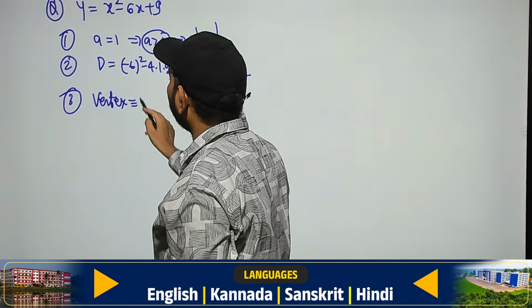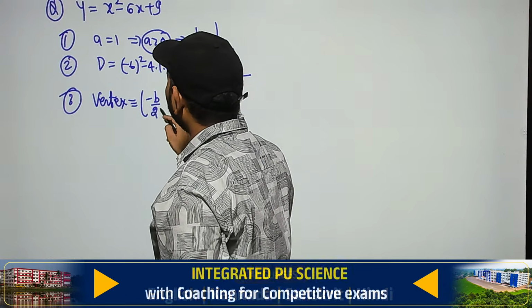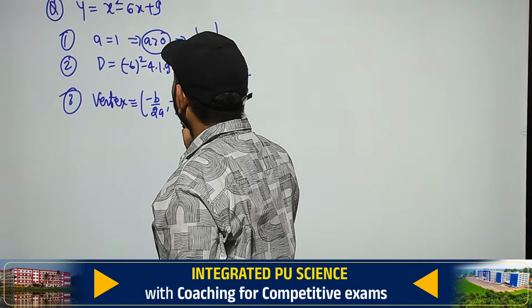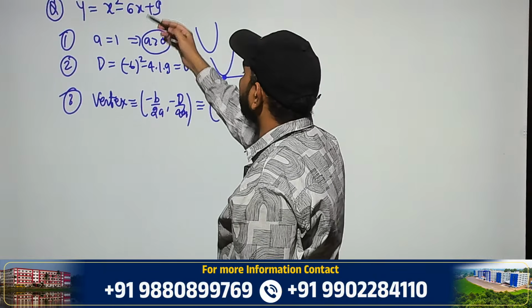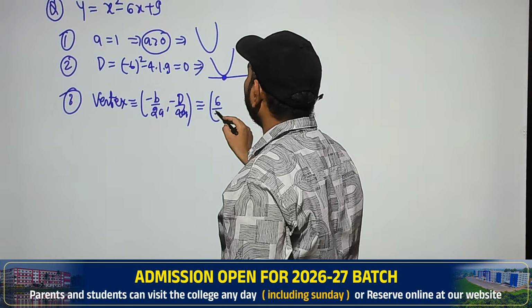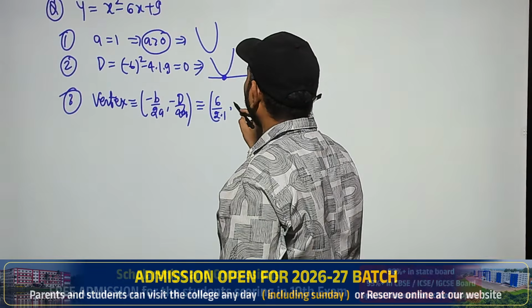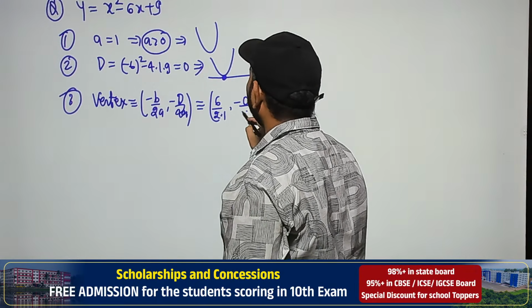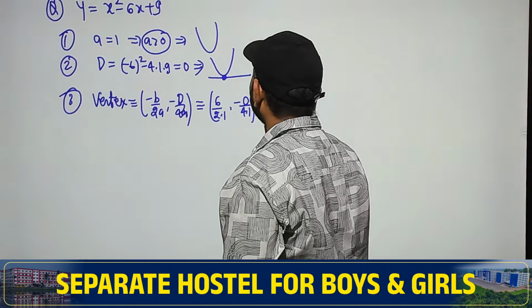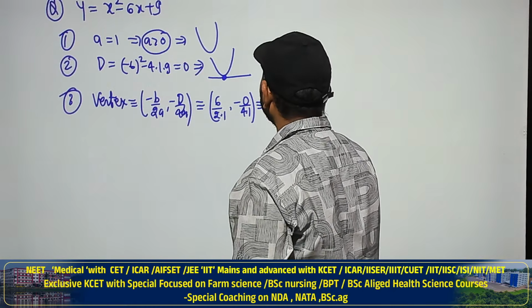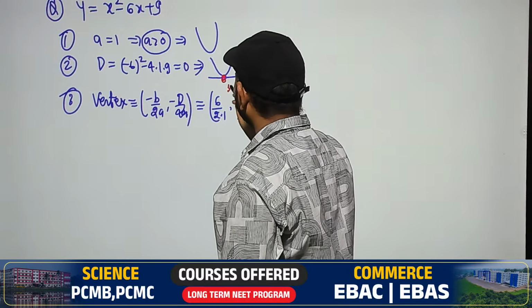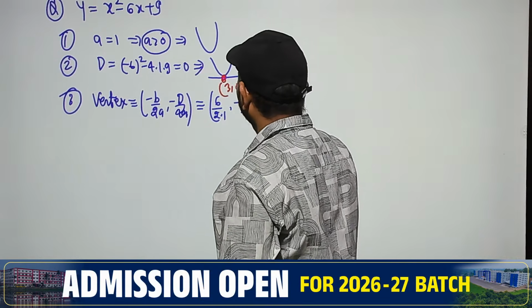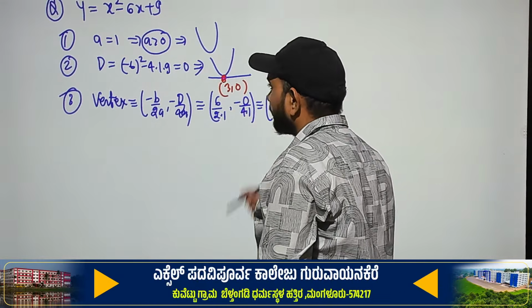What is the vertex? The formula I know: minus b by 2a, comma minus D by 4a. What is this vertex? Minus b value is 6. Minus of minus 6 by 2 into 1, comma minus D. D is 0 by 4 into 1. So this is 3, 0. Wonderful. So this point is 3, 0. This is the vertex touching point.